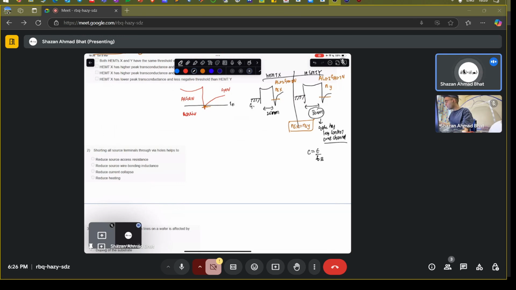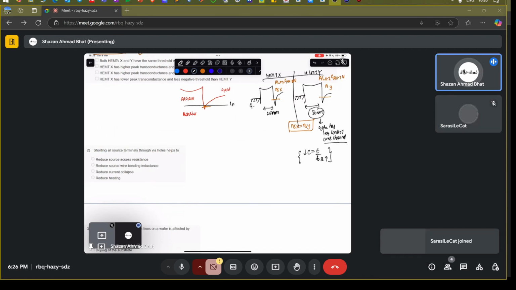Let's say this is the thickness of the barrier. If you increase the barrier thickness, capacitance coupling will reduce. That is as simple as that from the electrostatics.